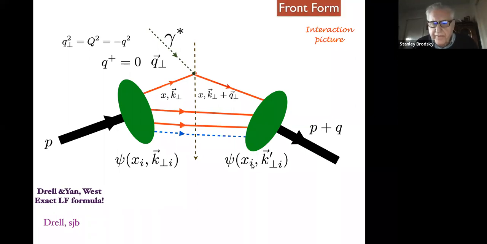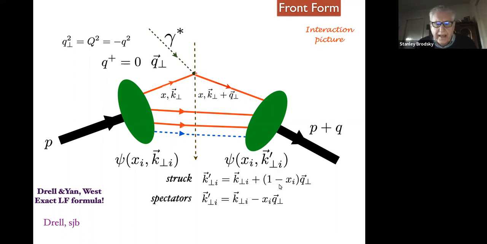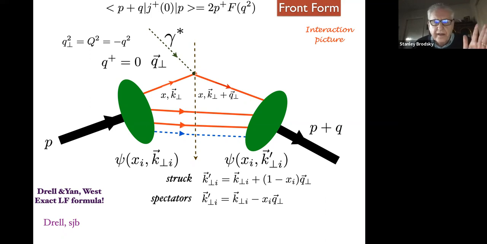The other side has the same x appearing in the wave function, but with k perp primes. Since you're working relative to the direction P plus q, the actual argument of the final state wave function is k perp plus (1 minus x) q for the struck quark, and k perp minus x q for the spectators. So this is very simple. Again, you're looking at fixed light front time, at the matrix element of the interaction current J plus of 0 between P and P plus q, and that gives you the form factors.